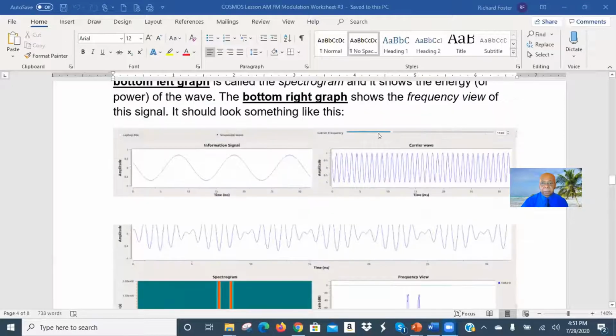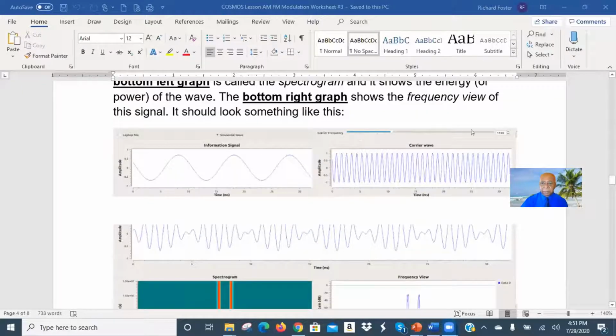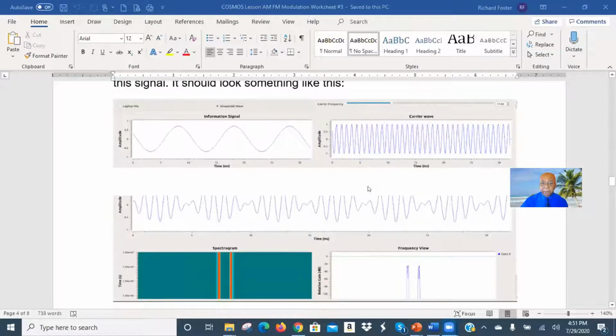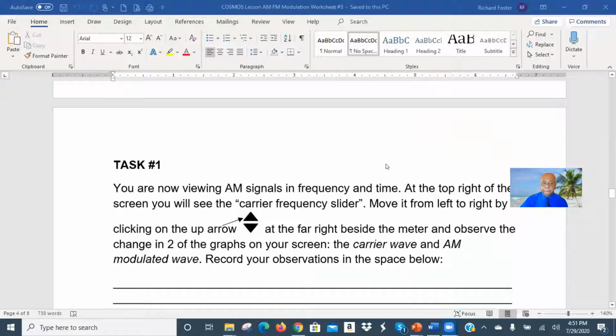So you're going to bring the slider back to 0, and then you're going to click the up arrow and observe the changes that occur in the carrier wave and the modulated wave. Okay? That's what you're going to do first. Then you're going to return it back to 0, and click the up arrow again, and observe this time what happens in the spectrogram, only the spectrogram. So that's what you're going to do. Okay? And then we're going to be done with AM.